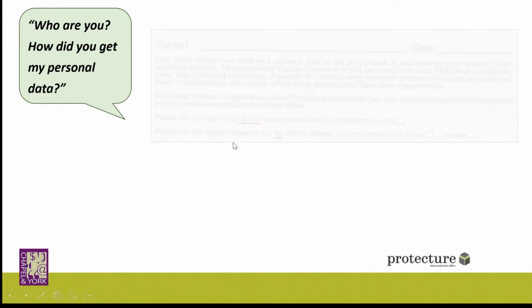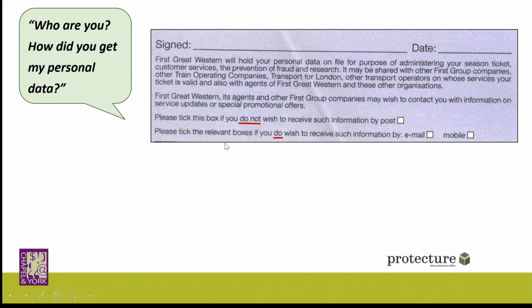To give you some real life examples rather than my hypothetical ones, this one's from a train company who, you could argue, despite being technically compliant, because post-marketing is opt-out and email marketing is opt-in, I think they actually fail, in my overview, on the whole fairness question. Am I really likely to read this very small print at the end of the application form? Am I likely to spot the subtle dropping of the 'not' from the second line? And it's worth asking whether such a form actually achieves its goals. Am I likely to be an engaged potential future customer if this is how our relationship starts? I question whether that would work, whether it achieves its objectives.